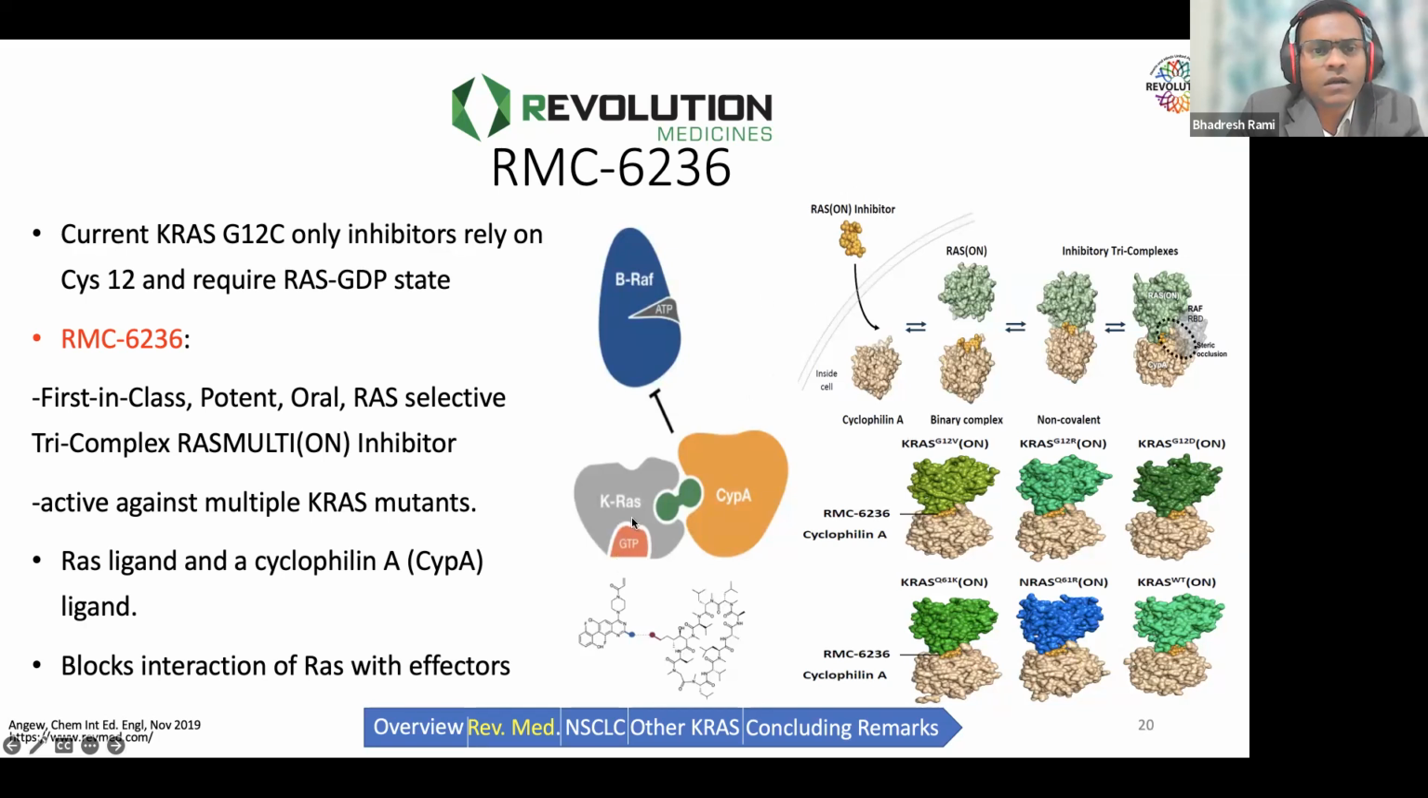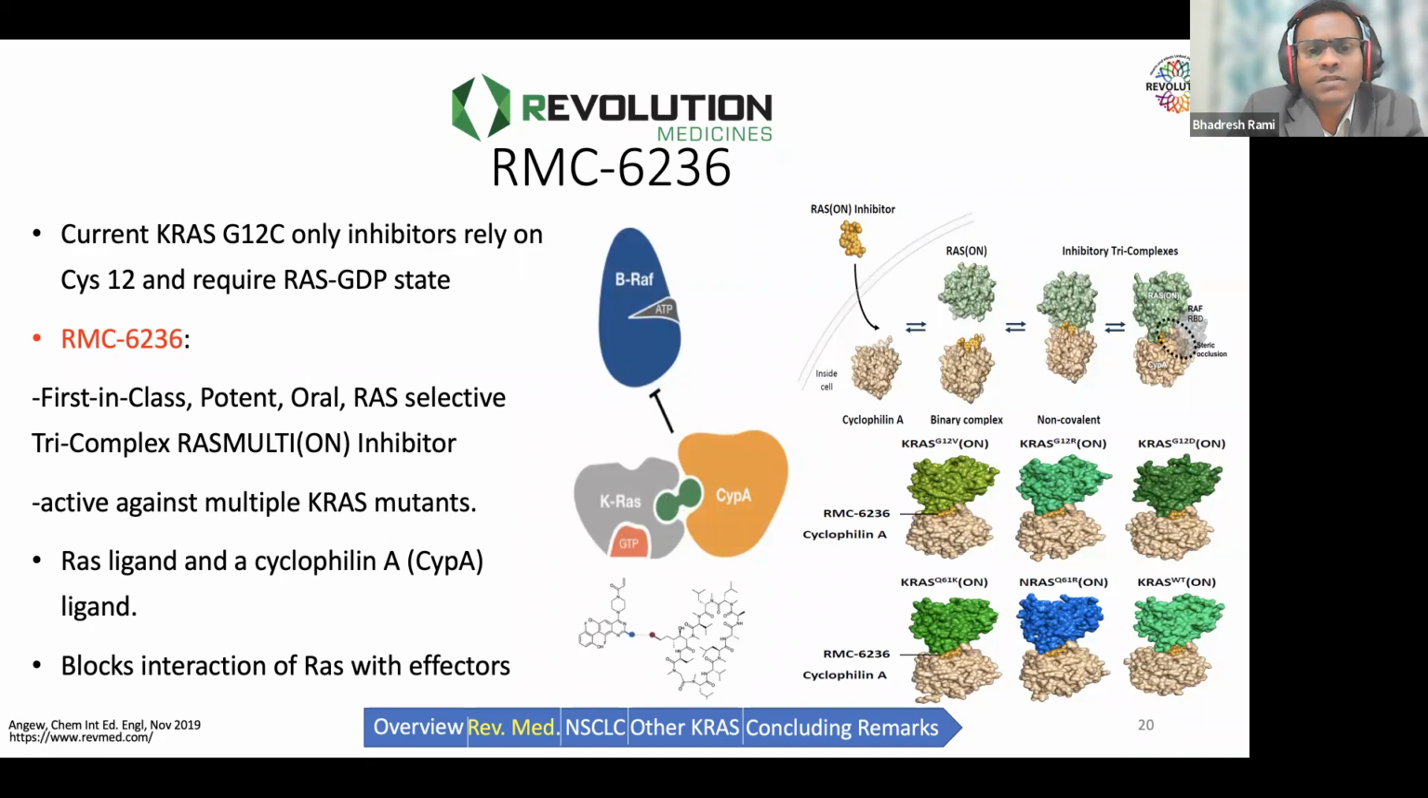What Revolution Medicines have done through this molecule RMC-6236 is a first-in-class potent oral RAS selective tri-inhibitor, but in the on state of RAS, that is when RAS is bound to GTP. So we don't know the chemical structure of this. The structures shown below are from an earlier publication, so it's kind of indicative of which direction they would have taken. But as you could see from both the chemical structure and the little dumbbell shape in between in the cartoon, this molecule is a bifunctional molecule.